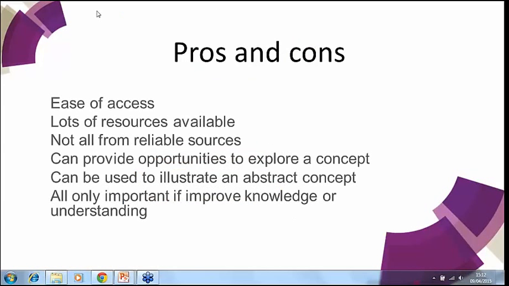Okay, so like I said, we're going to have a little look at the pros and cons of using online resources. First, there's ease of access. I haven't necessarily put this in a pro or a con because I think it could go either way. In one way, it's easier to access online resources. You don't have to go to a library, check out a book, or remember to bring some physical resource back with you from school. So it can be easier in that sense.